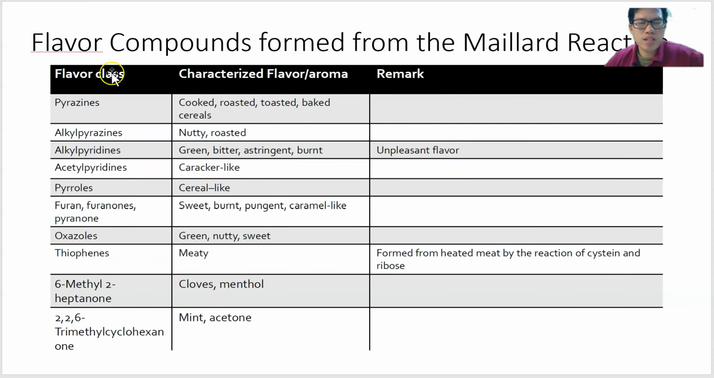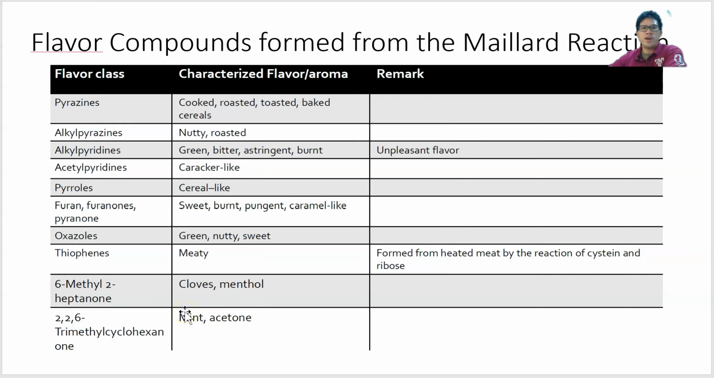Alright, so these are some of the compounds from the Maillard reaction. You can see that paraxylene gives these cooked, roasted, toasted, baked cereal types of flavors. Then alkylpyrazine gives you nutty, roasted, and so forth. You can see there are a lot of different reaction ingredients here.